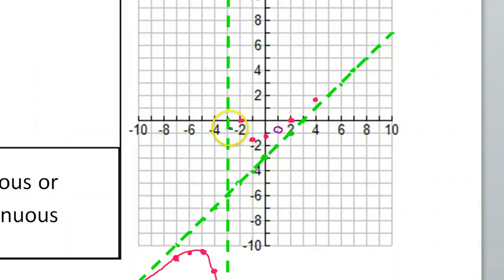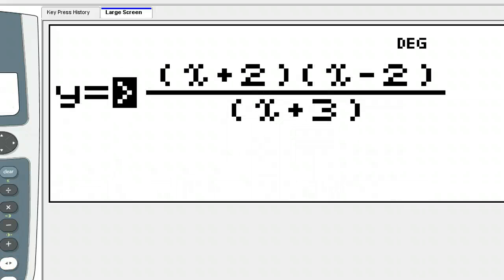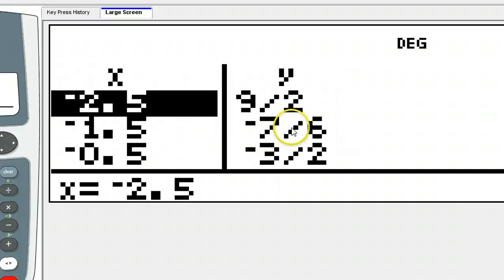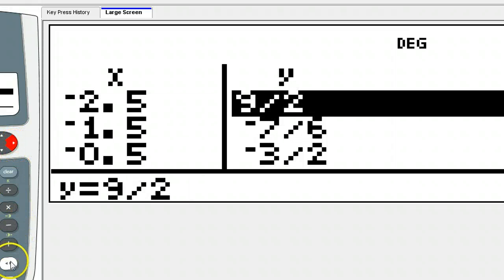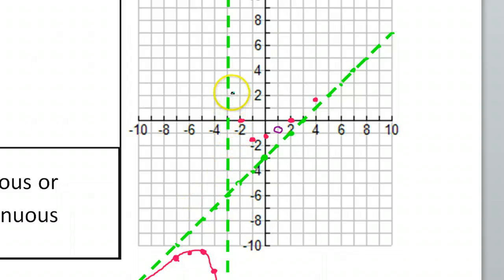Let's go ahead and look at this decimal right here. Okay, I want to know what's happening really close to the asymptote. So I want to look at negative 2.5. Okay, so I'm going to go back to my table. Since I just want this one value, I'll just go ahead and type in negative 2.5 and tell it to start there. Okay, so that's 9 halves, which is 4.5. Okay, so right here up close, it's at 4.5.